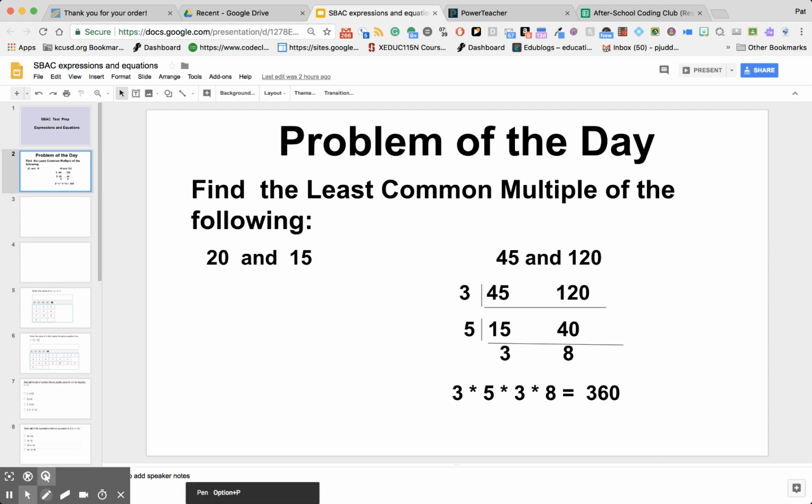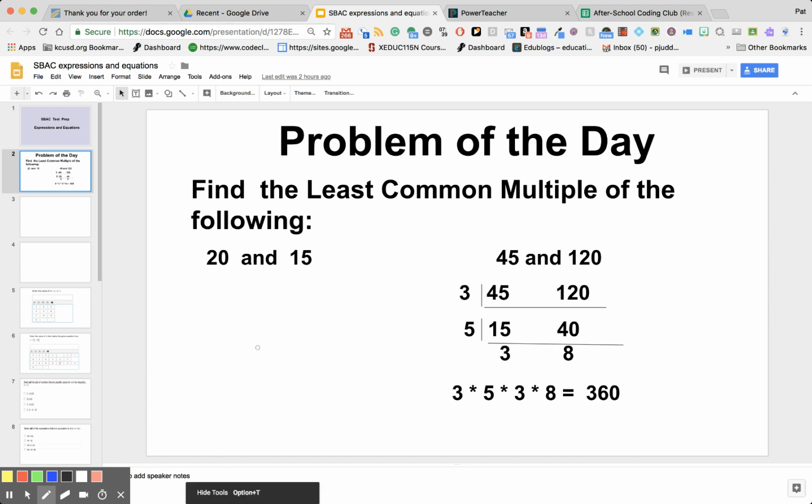And yesterday, when we were going over some of the items for number sense, quite a few of you confused least common multiple and greatest common factor. So this is going to become our problem of the day for today.